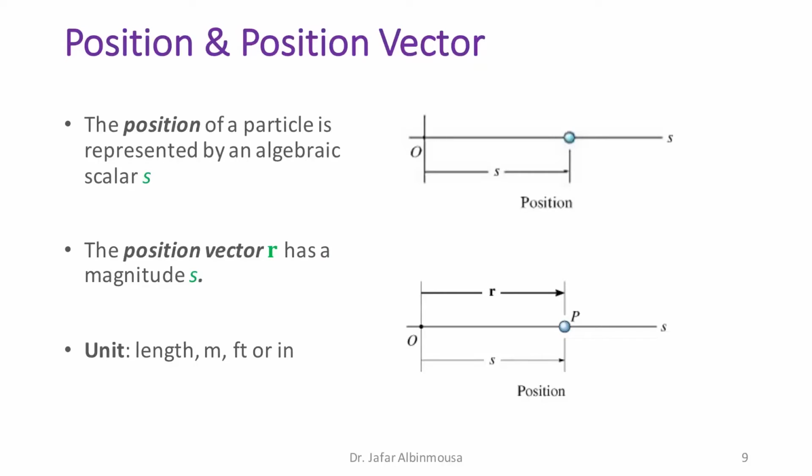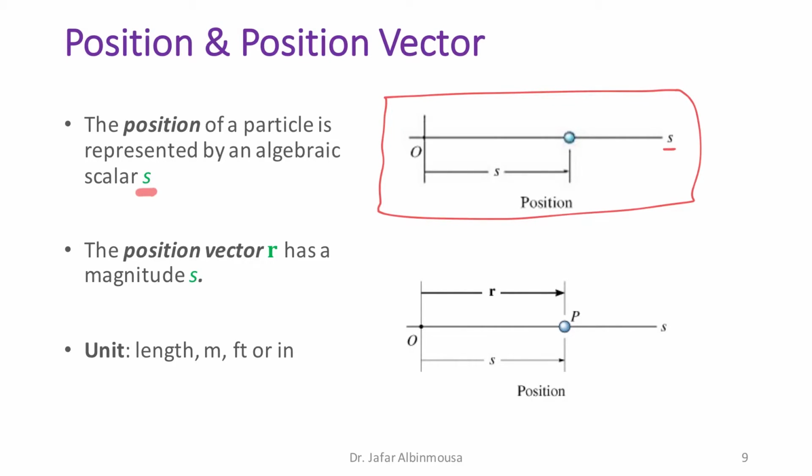The position of a particle is represented by an algebraic scalar s over here. And what is that? Basically, we have an axis in this diagram. And we call the x-axis here s, which represents the position. And the origin is right here at point O. Now, we can say that the position of this particle is defined by this s, which is the measure of the distance from O to the location of the particle.